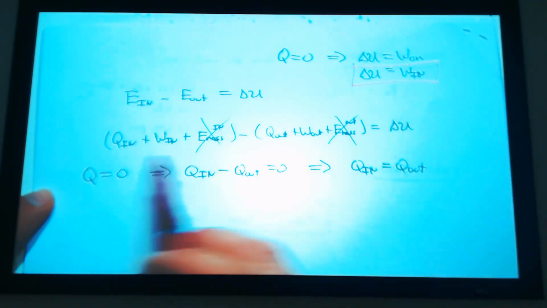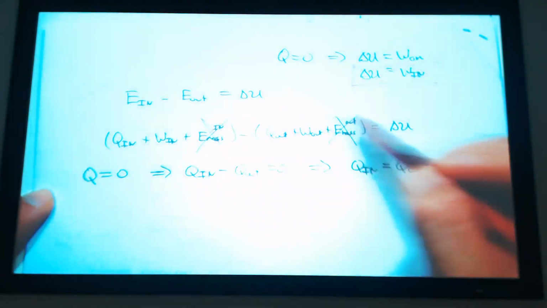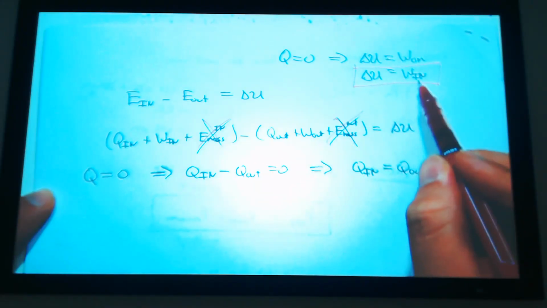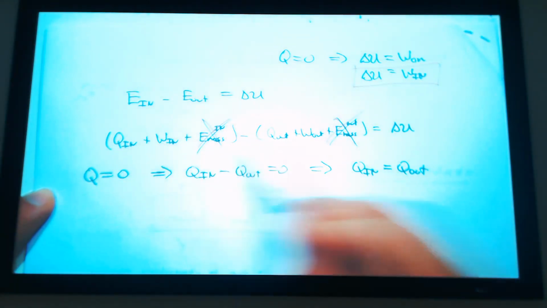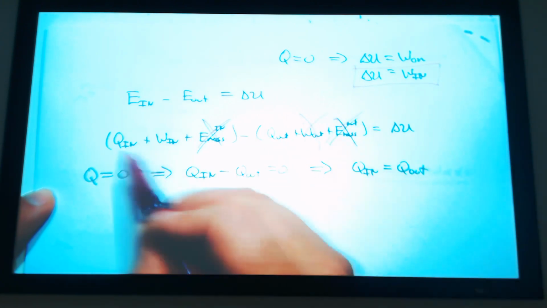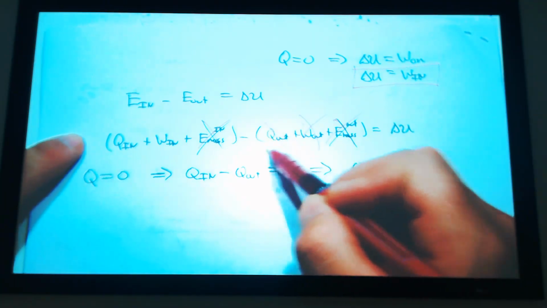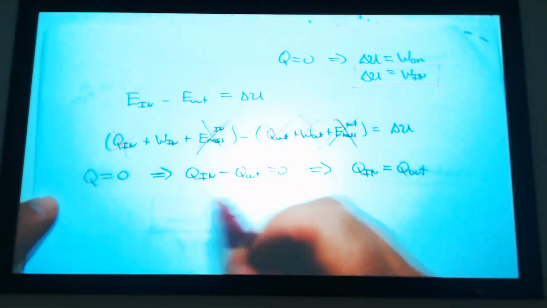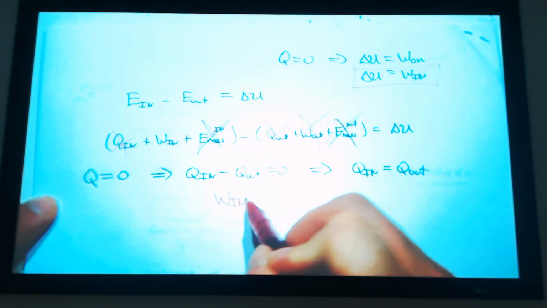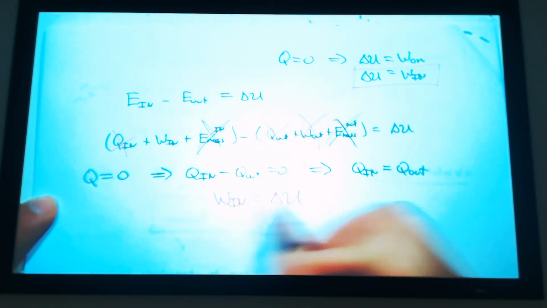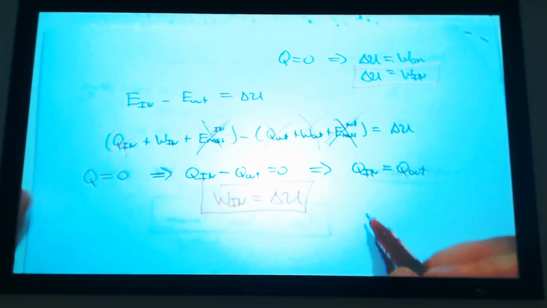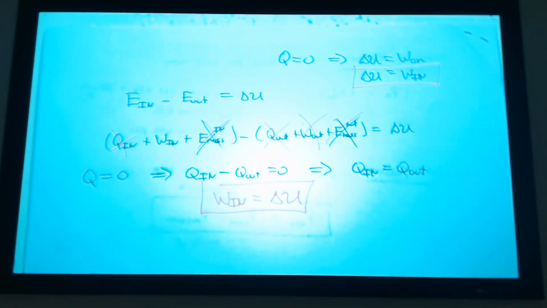Then to get it into this form, I need to cross out this, right, equal to this. And then I don't need to cross out these to get here. Well, I do, but I mean, these can cancel each other. So I just end up with work in equals the change in internal energy, which is the work on the system. Another student has a question.